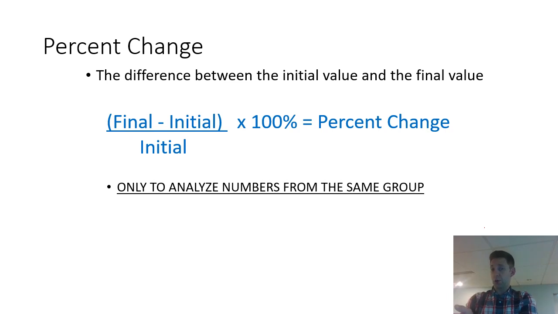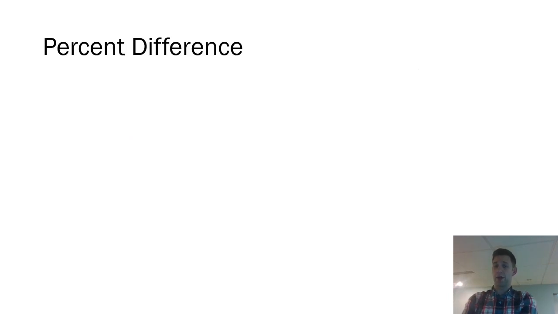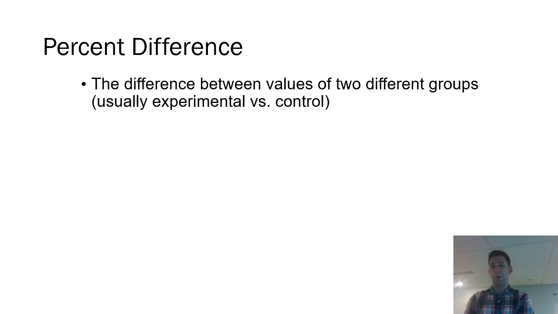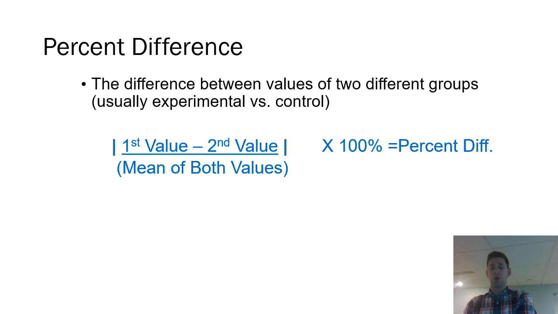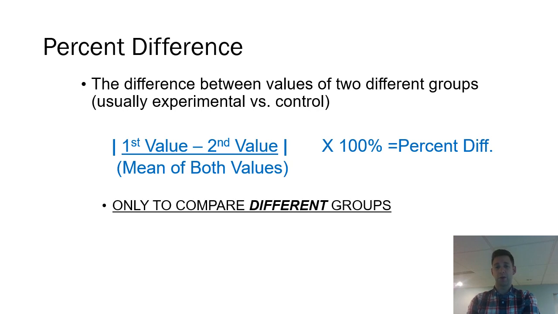Now, if you wanted to compare groups, if you wanted to compare plant A to plant B, you can use percent difference. Often this is used to statistically compare the control group and the experimental group, but any two groups, any two values that are different can be compared using percent difference. So here, you take the difference of the values and divide that by the average of the values. Multiply by 100% to turn the decimal into a percentage, and then you have percent difference. And as I mentioned, this is only to compare different groups, plant A versus plant B.